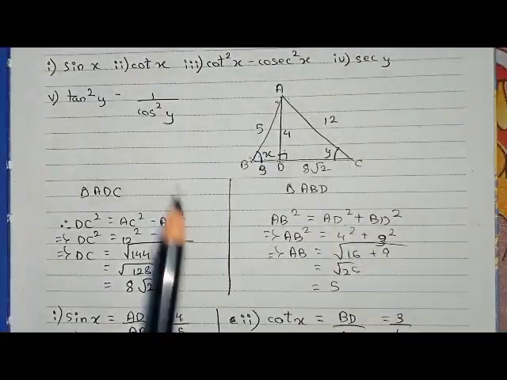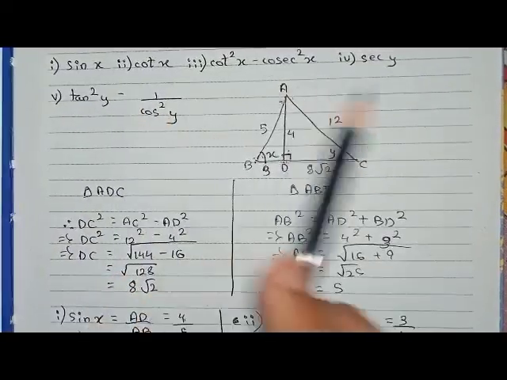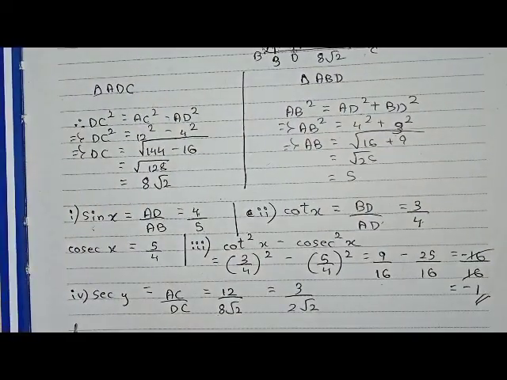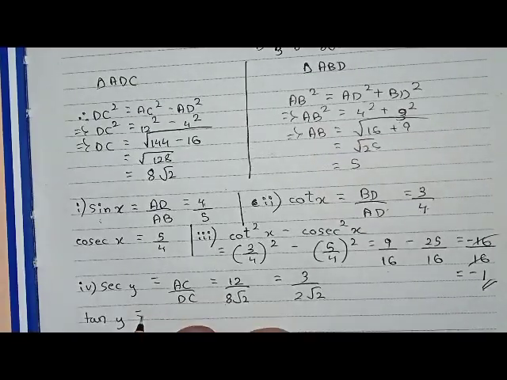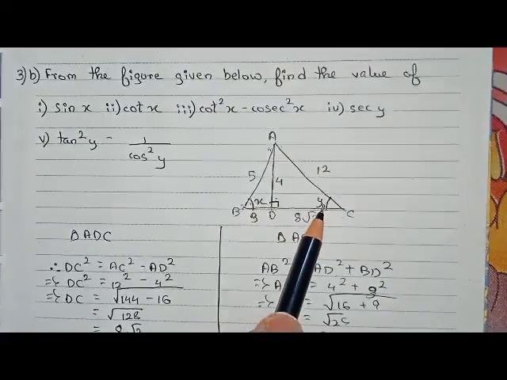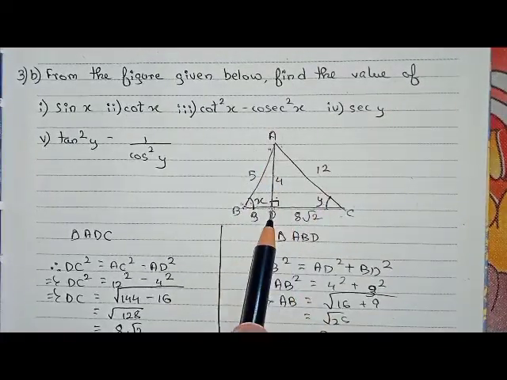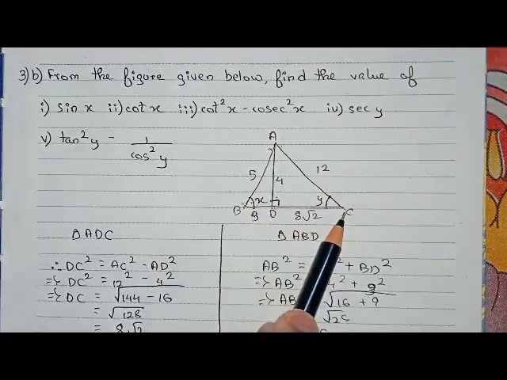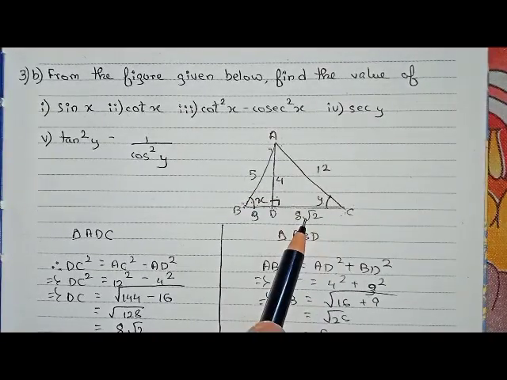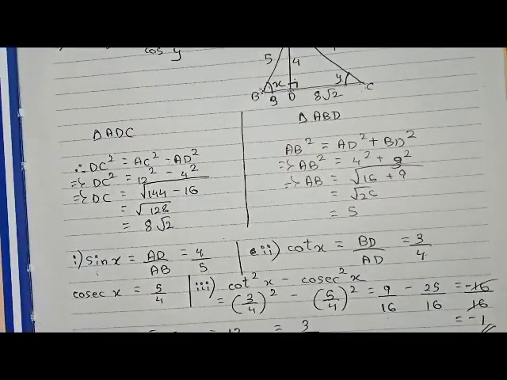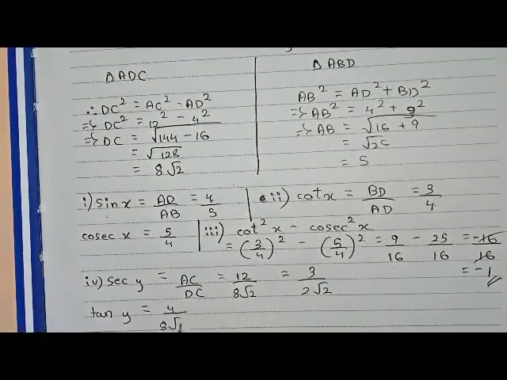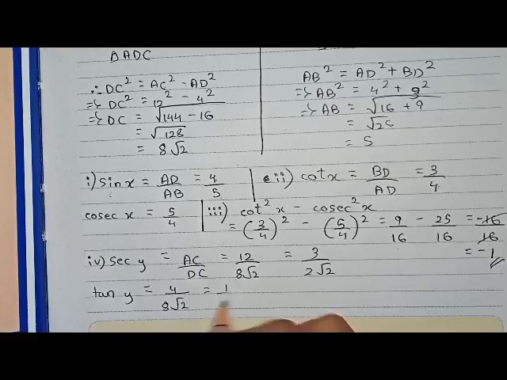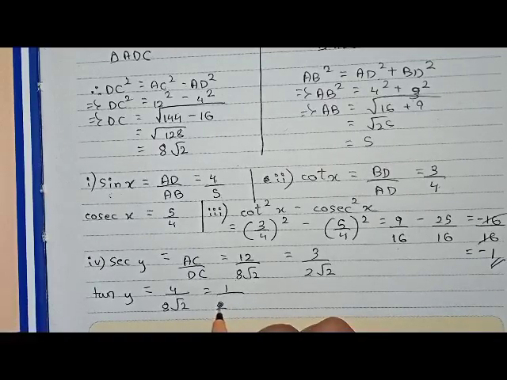Now for the last question you have to find out the value of tan y and cos y. So first we are finding the value of tan y. Tan means height by base. So height is AD and base is DC. So that means 4 by 8 root 2 will come. We are doing this directly. So 4 and 8 will cut. That will be 1 by 2 root 2.